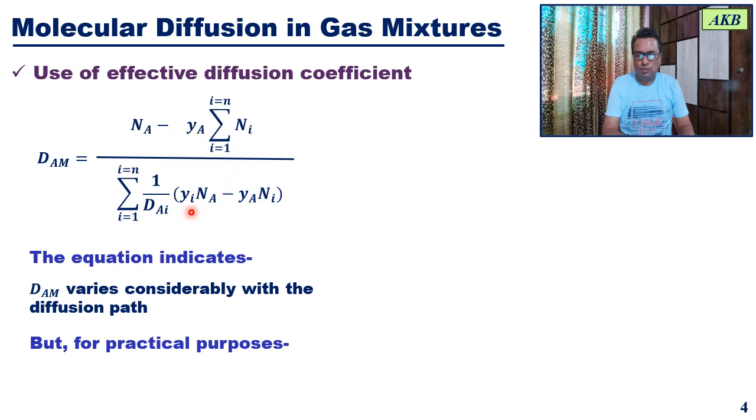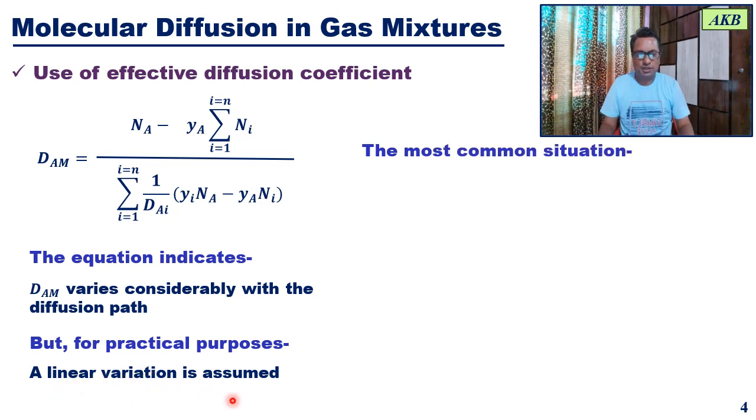So this equation indicates that DAM is going to vary considerably along the diffusion path. This is the case when you have this equation. But even though it is changing, what can you do for practical purposes? You can assume a linear variation. It is changing, no doubt, from one end of the diffusion path to the other end.